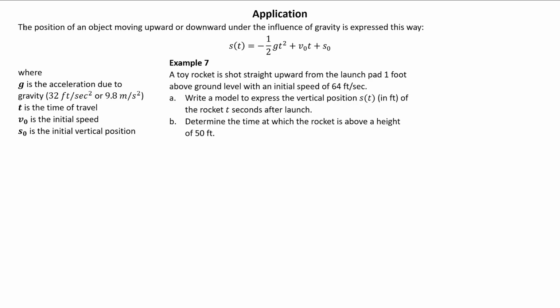S of t is equal to negative 1/2 gt squared plus v sub 0 t plus s sub 0, where t is the time of travel of the object, g is the acceleration due to gravity, and v sub 0 is the initial speed of the object, and s sub 0 is the position when you start. How many feet above the ground is the object?